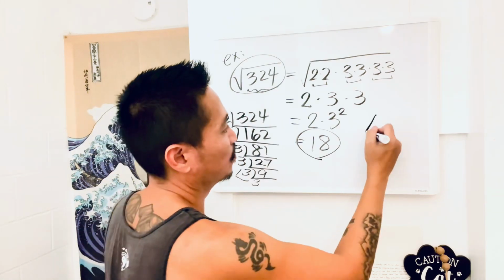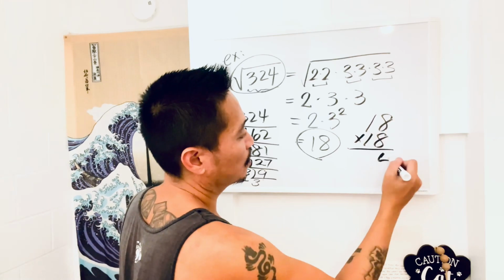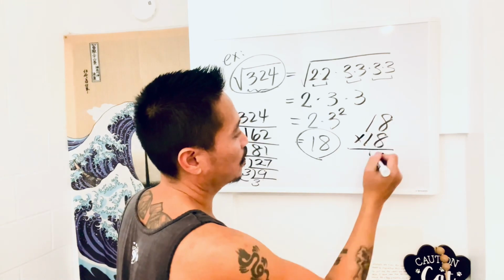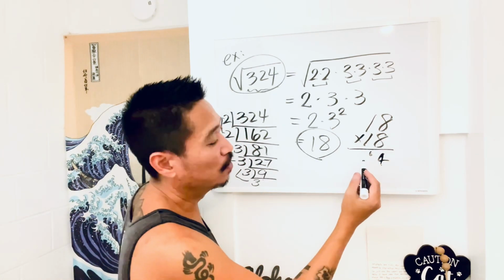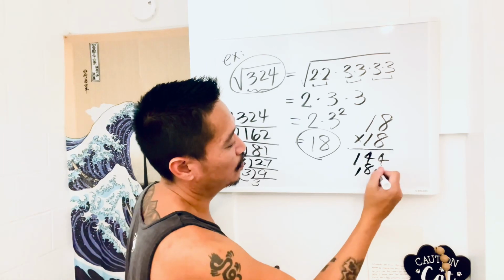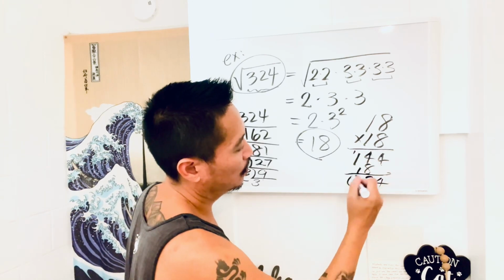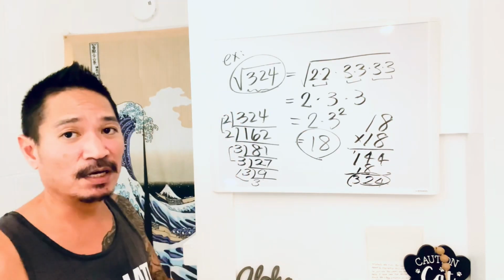If you really wanted to check, 18 times 18: 8 times 8 is 64, carry 6, 8 times 1 is 8, I got 144, I got an 18 here. Well, that's 4, 2, carry 1, that's 324, so that works out.